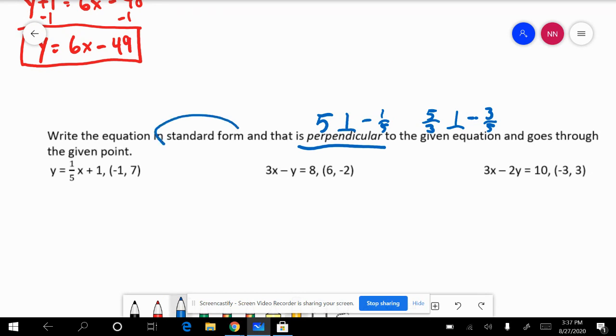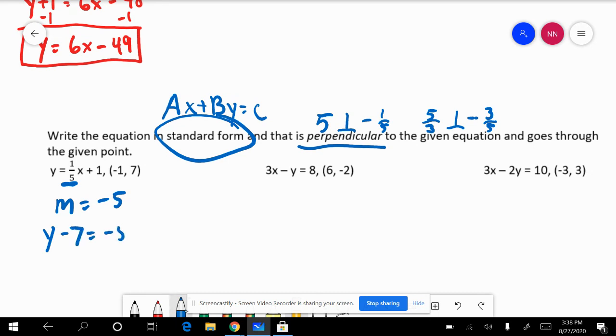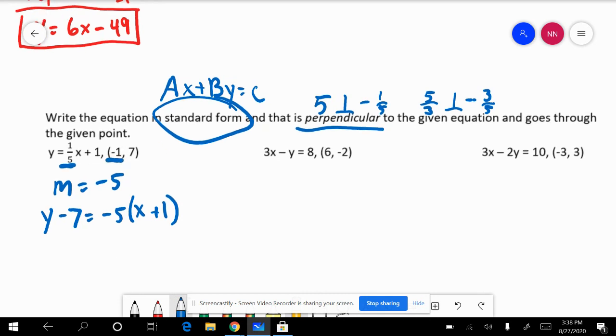The other thing is it has to be in standard form. So standard form, remember, is ax plus by equals c. We see our slope is 1/5. That means our perpendicular slope would be negative 5. So we're going to write our equation. Y minus 7 equals negative 5, x plus 1. Remember, it's a plus 1 because a negative and negative make a positive.